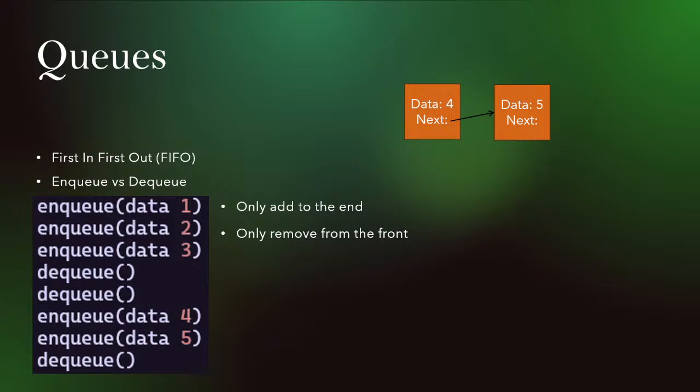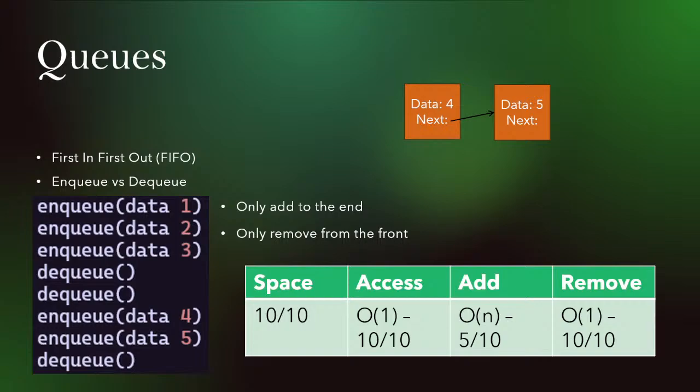Here's our chart again. So space again, 10 out of 10. We're going to be using this node structure again, where you can put nodes anywhere you want and use these next pointers to point to the next nodes that they're going to.